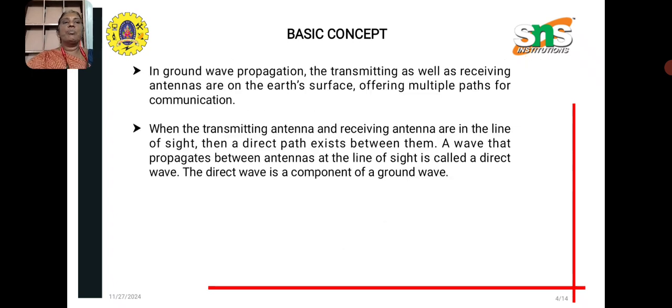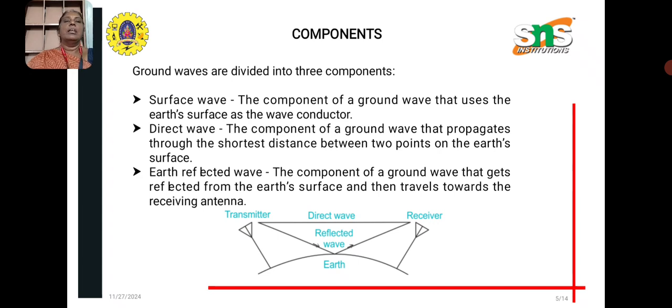In ground wave propagation, the transmitting as well as receiving antennas are often on the Earth's surface, offering multiple paths for communication. When the transmitting antenna and the receiving antenna are in the line of sight, a direct path exists between them. A wave that propagates between antennas at the line of sight is called a direct wave. The direct wave is a component of the ground wave. And there are three components of ground waves.